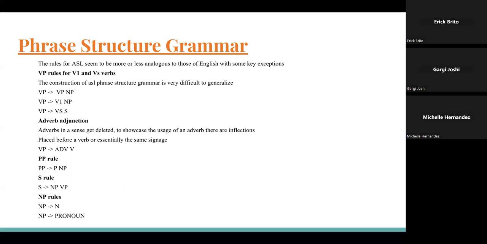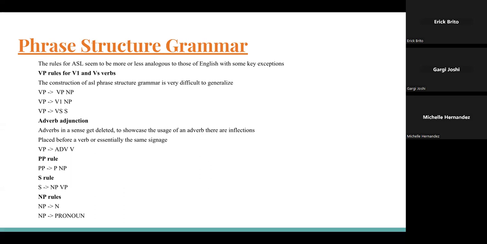Okay, so the next one is the prepositional rules. The prepositional rule that we found was that a prepositional phrase could be made with a preposition and a noun phrase. And then the sentence rule, just like in English, we found that a sentence is created with a noun phrase and a verb phrase.